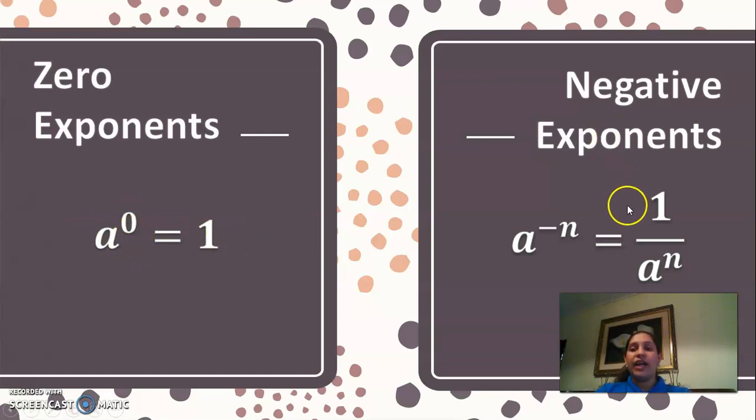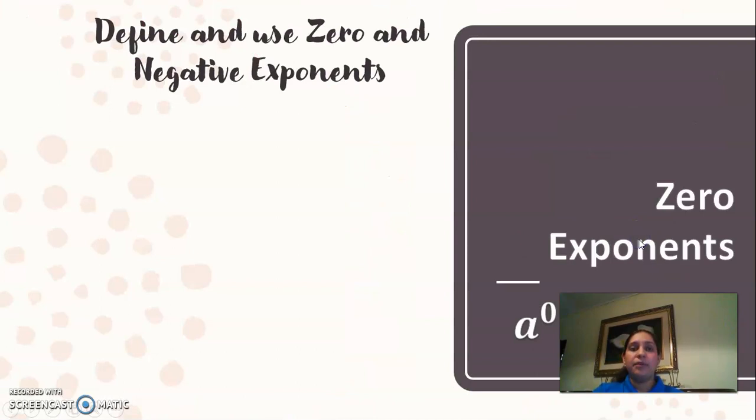Now, when you have negative exponents, any number a raised to the negative exponent n is just the same as having 1 over a raised to the power of n. This means that to take away the negative exponent, you move it to a fraction in the denominator. So now, let's go and see some examples.